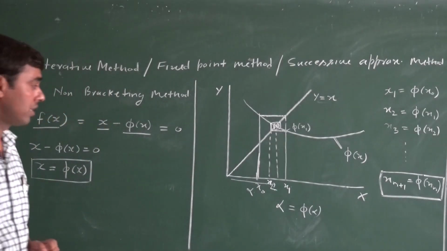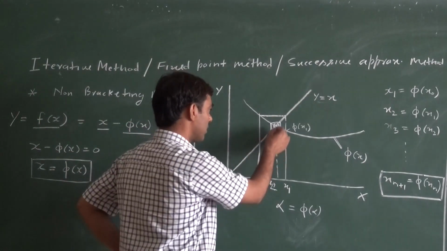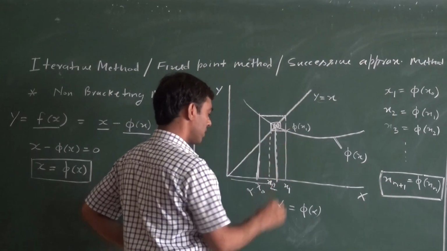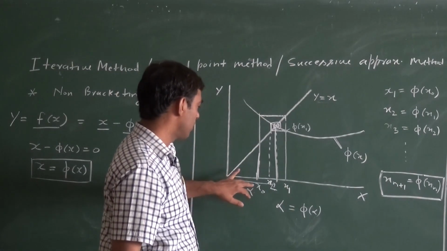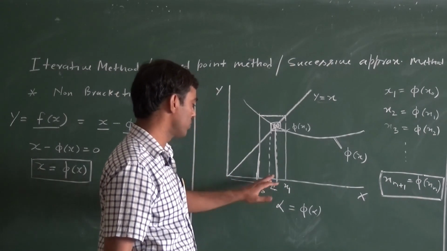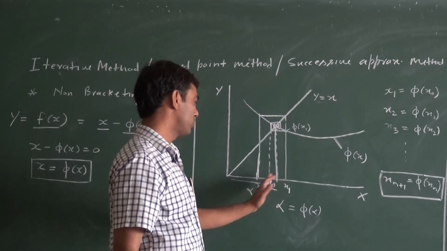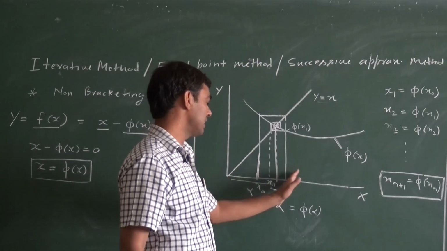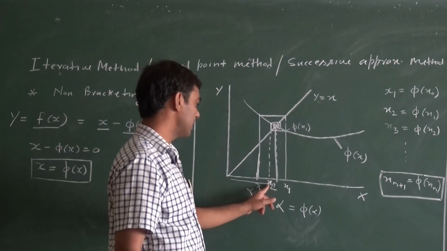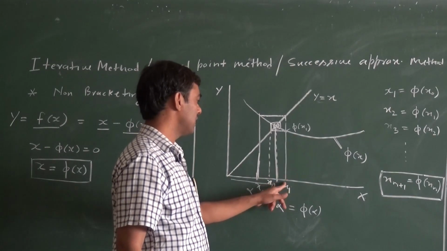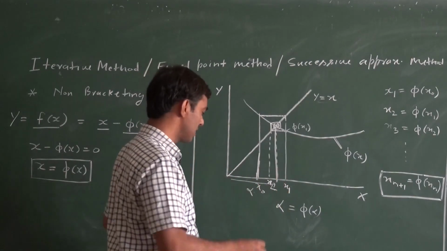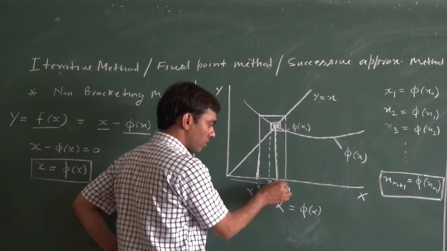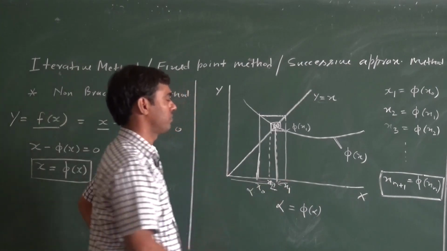So here, this one is our actual root, this one is alpha. You may see here, we take the first point x0, which is on the left-hand side of the actual root. Then we find a second approximate value, which is on the right-hand side of the actual root. Then left-hand side, right-hand side, left-hand side, right-hand side, meaning we approach the root from the right and also from the left.